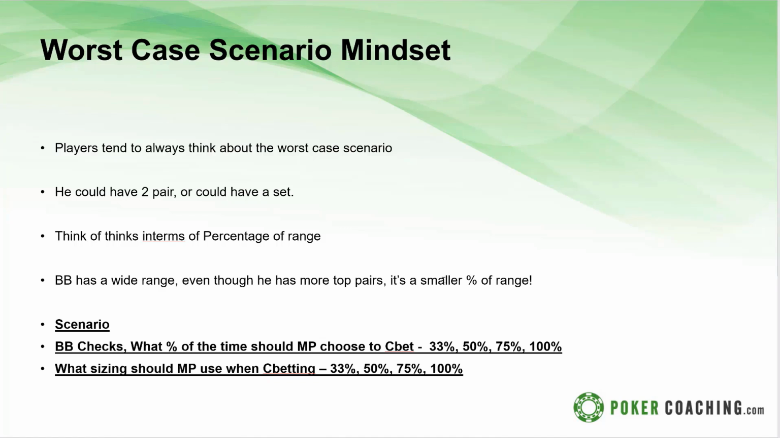And what sizing should MP use when c-betting? 33%, 50% of the pot, 75% pot, or 100% pot? So answer both questions. Give you guys a second. How often should MP bet, and what sizing?